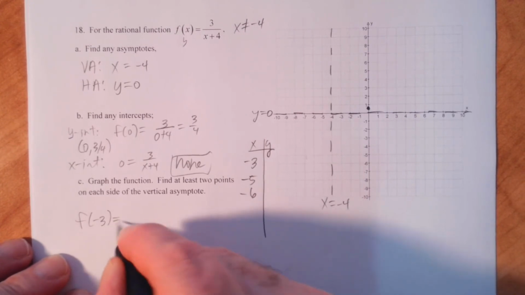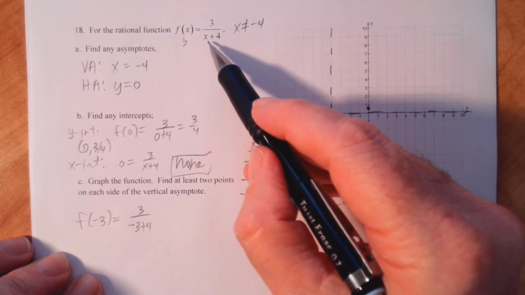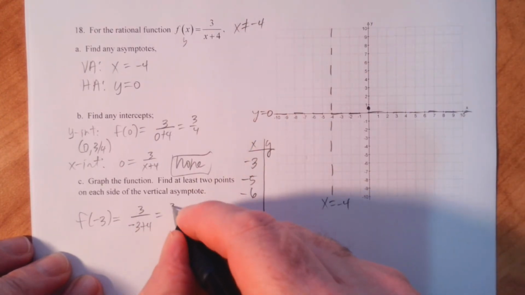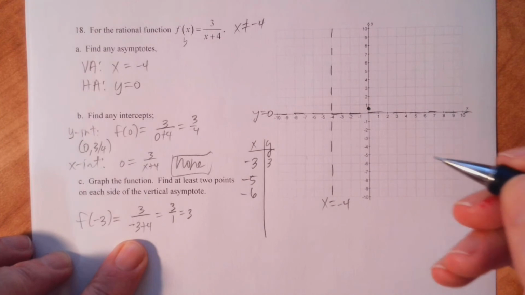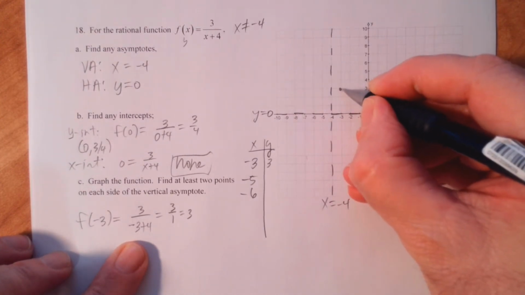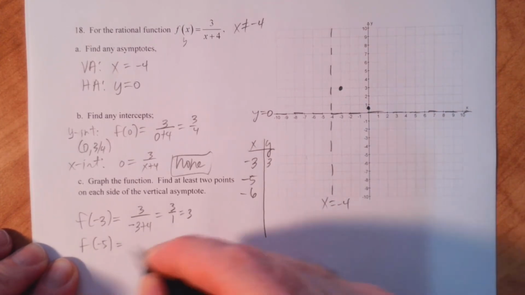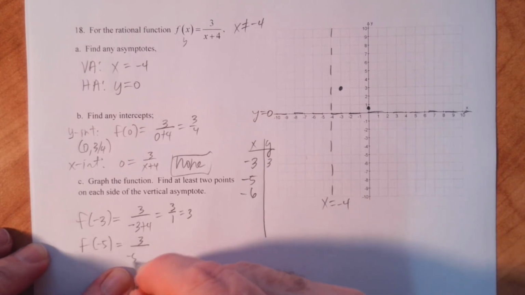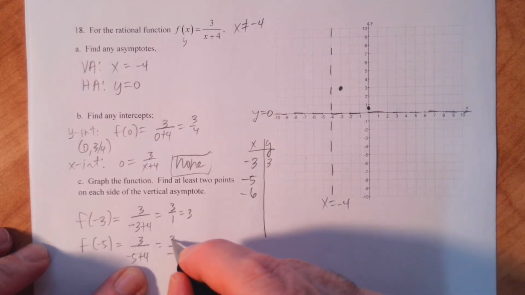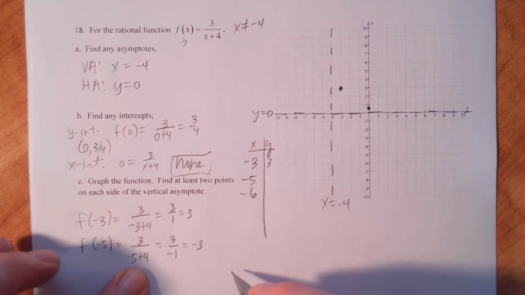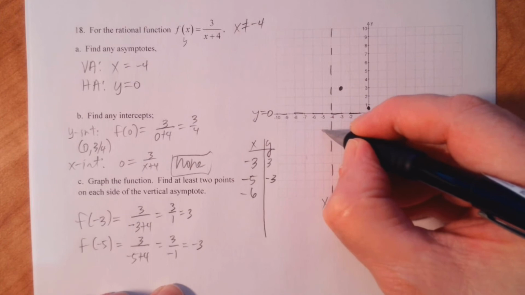f of -3 is 3 over -3 plus 4. We're just replacing this x with -3. Well, that's going to be 3 over 1, which is 3. So (-3, 3) is on the graph. If we plug in -5, we'll get 3 over -5 plus 4. -5 plus 4 is -1. And so here we're going to get -3. So (-5, -3).